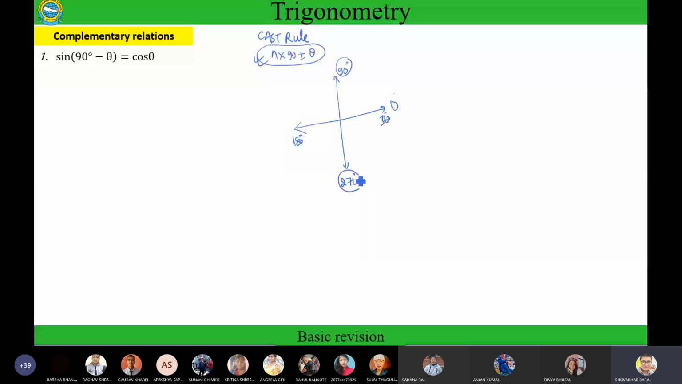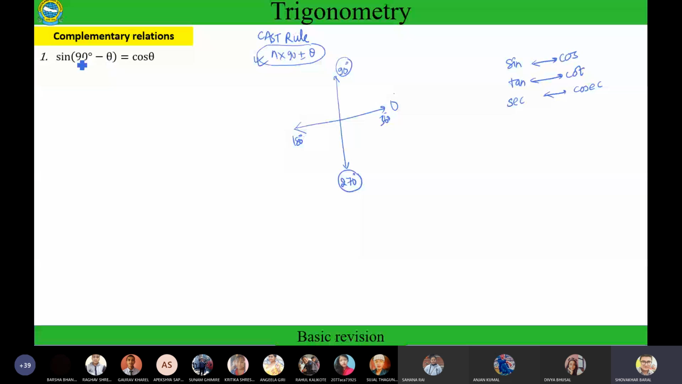We are not going to derive all these relations here. Just remember that if the angle is 90 degree and 270 degree, then the ratio will be changed. Sin will be changed into cos, and cos will be changed into sin. Tan will be changed into cot. Similarly, sec will be changed into cosec and cosec will be changed into sec. So see here, two steps you have to remember again.